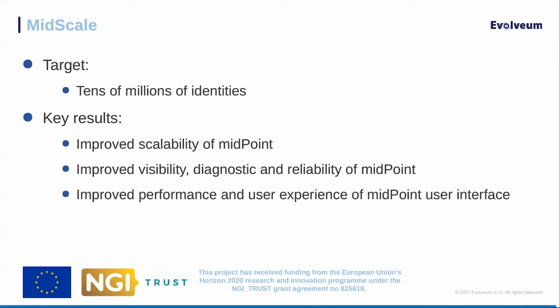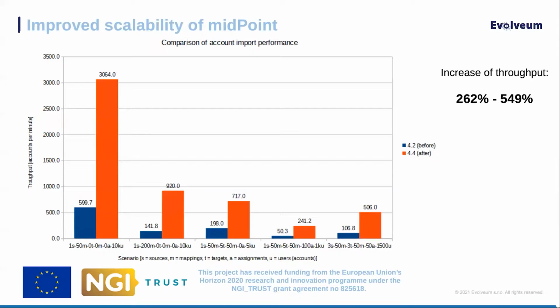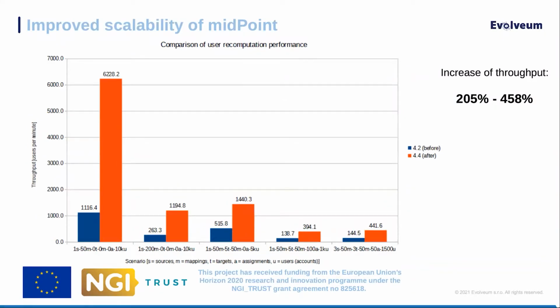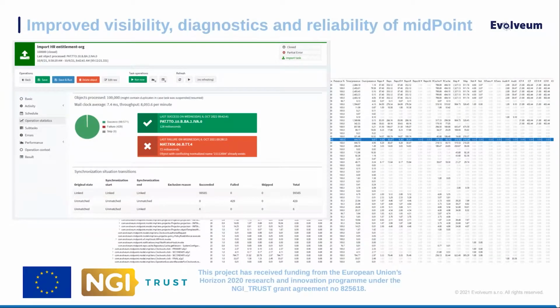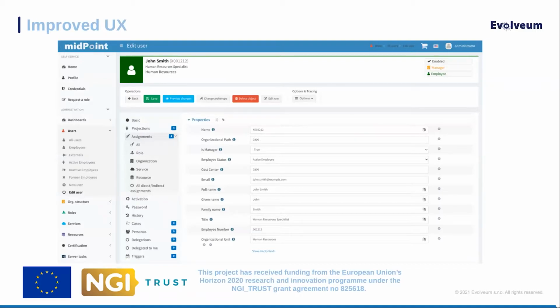Different issues were identified, which we tried to solve during the development of Faraday and Tesla. Following are the key results we've achieved. Scalability of MidPoint was improved at least by one order of magnitude, enabling deployment beyond millions of managed identities. According to the results shown on the pictures, we believe that MidPoint can handle deployments with millions of identities routinely, and that deployments of tens and even hundreds of millions of identities are possible. Visibility, diagnostics, and reliability of MidPoint were improved, making long-term maintenance of large-scale deployments feasible. Improved performance and user experience of the MidPoint user interface make management of massive user bases efficient.